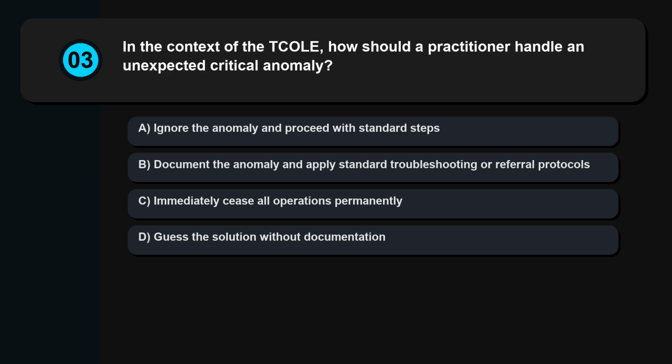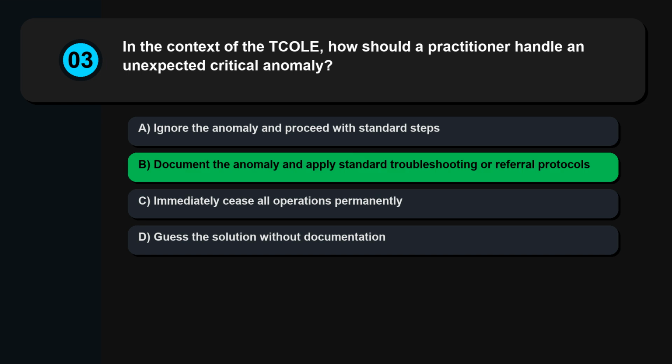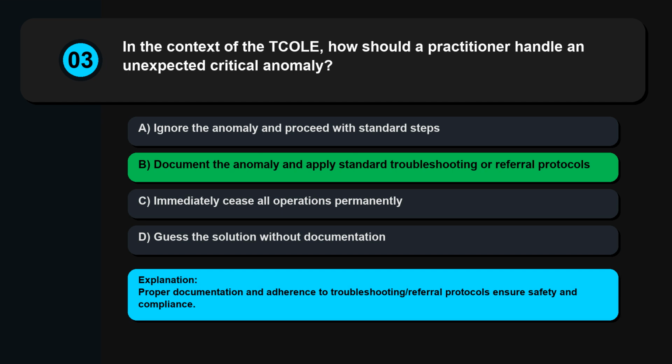Question 3. In the context of the TCOLE, how should a practitioner handle an unexpected critical anomaly? Ignore the anomaly and proceed with standard steps. Document the anomaly and apply standard troubleshooting or referral protocols. Immediately cease all operations permanently. Guess the solution without documentation. Proper documentation and adherence to troubleshooting and referral protocols ensure safety and compliance.